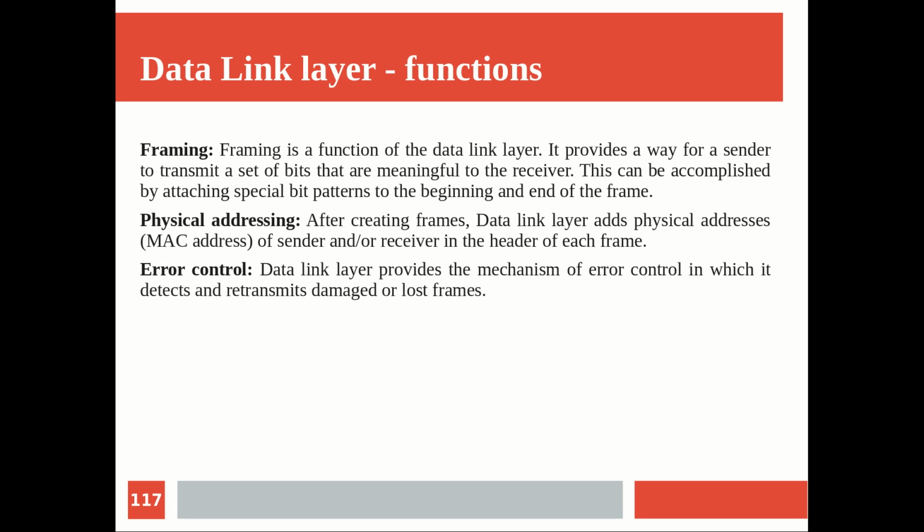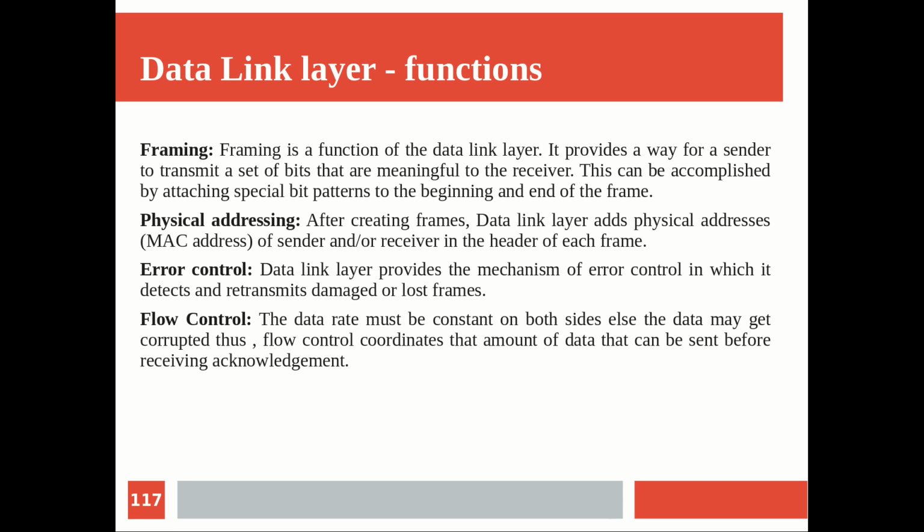Error control is another functionality. The data link layer provides a mechanism of error control in which it detects and retransmits damaged or lost frames. Detection and retransmission is the most useful and most used technique compared to correction. The total time taken for detection and retransmission is normally negligibly small compared to the correction time. That is why we mostly prefer detection and retransmission, particularly in computer networks.